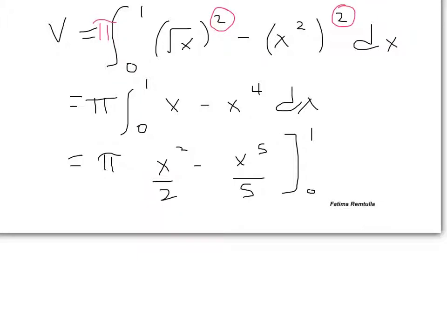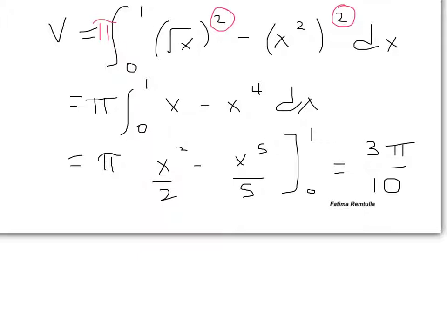I'm applying that from 1 to 0, and I'm multiplying that by pi. When I do so, my final answer is 3 pi over 10, and you can write units cubed. This here is very straightforward. Let's say I wanted to do this in my calculator.